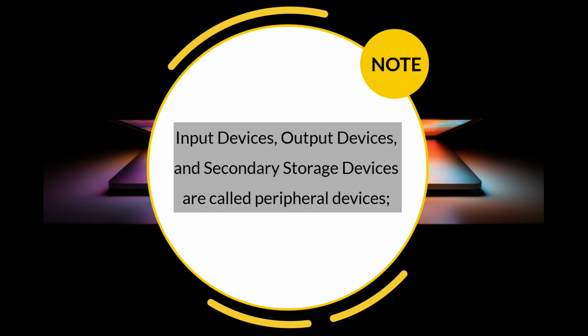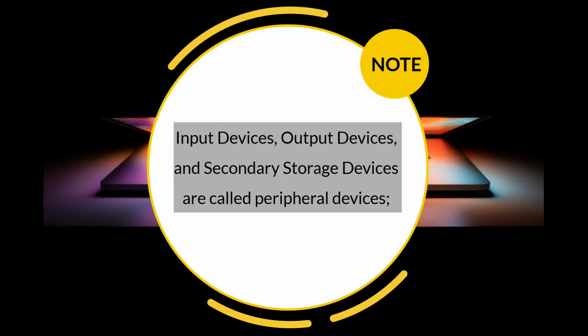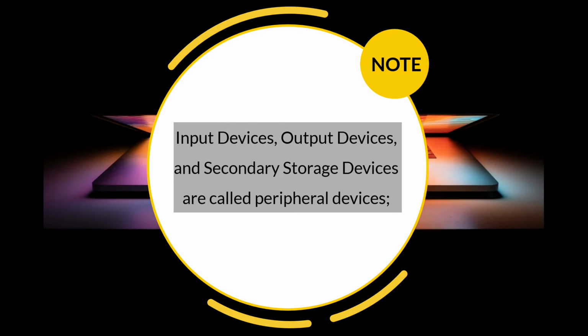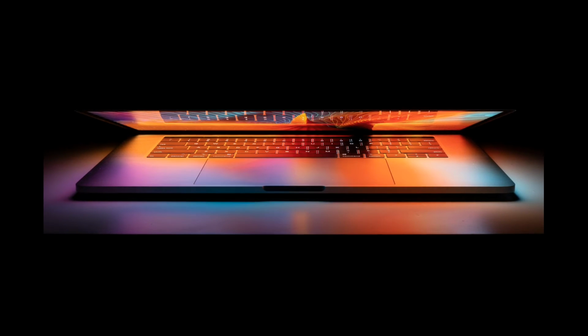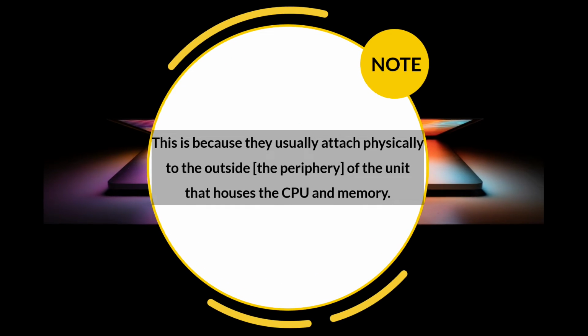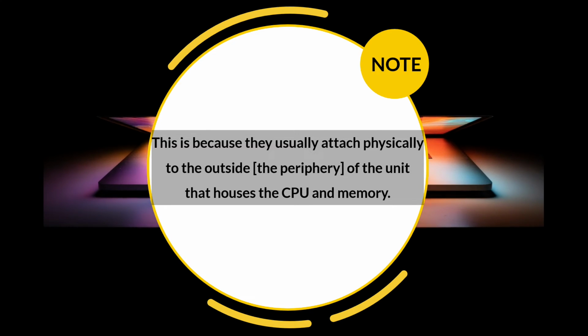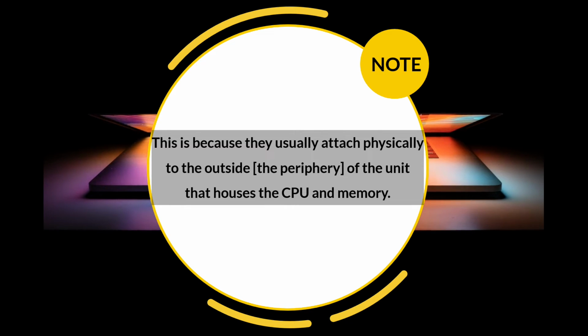Dear students, this is a special note which all of you have to remember. That is, input devices, output devices, and secondary storage devices are called peripheral devices. This is because they usually attach physically to the outside. Also, you can call it the periphery of the unit that houses the CPU and memory.